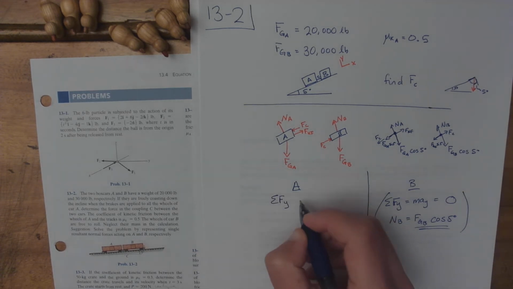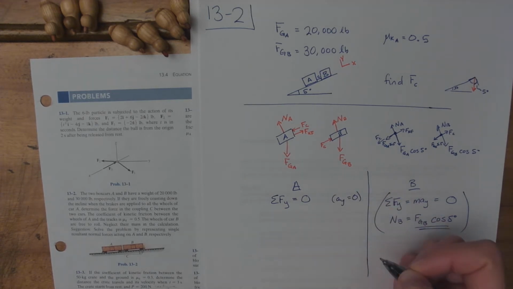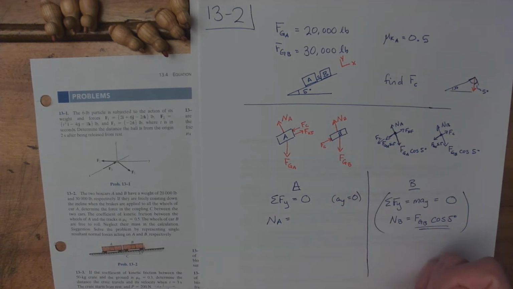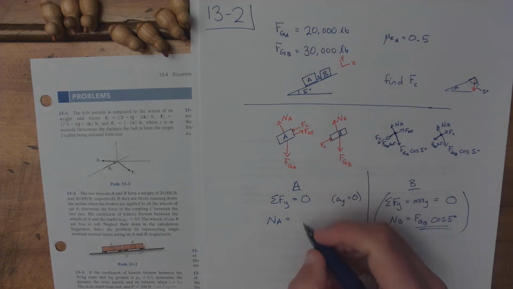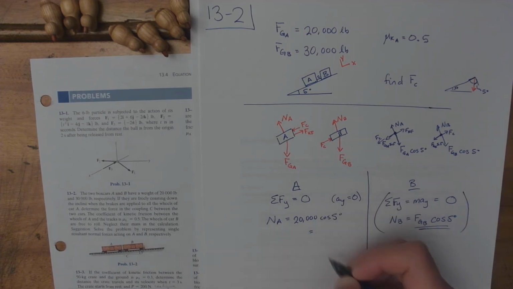For object A, the sum of the forces in the y direction is equal to 0 because the acceleration in the y direction is equal to 0. And I have the normal force going in the positive y direction, so that is equal to the force going in the negative y direction. FGA is 20,000 pounds, so it's 20,000 pounds times cosine of 5 degrees, which is 19,924 pounds.